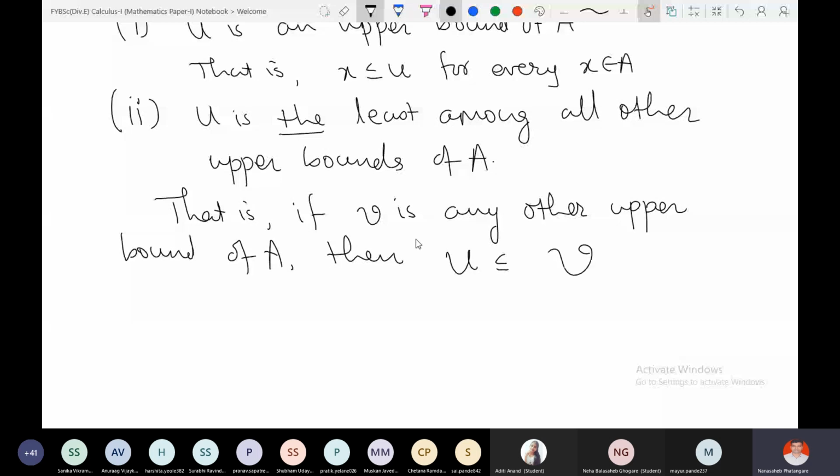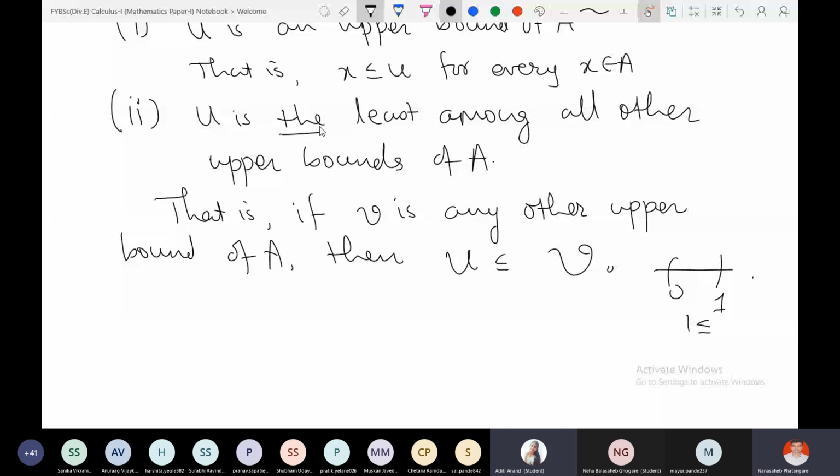There are many upper bounds, but what is the speciality of U? U is the least among all upper bounds. If you choose any other upper bound, for example, in the previous case of the interval (0, 1), 2 is also an upper bound, 3 is also an upper bound, 1.5 is also an upper bound, but 1 is less than or equal to all other upper bounds. That is why 1 is special. That is the meaning of being the least among all other upper bounds. So this is the definition.